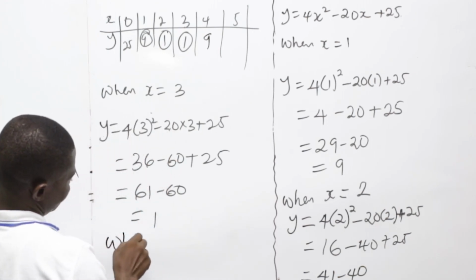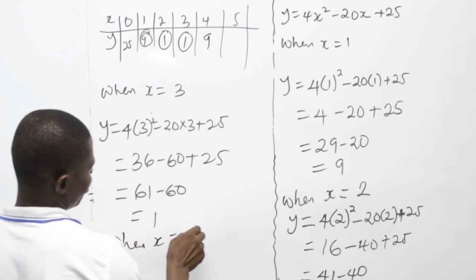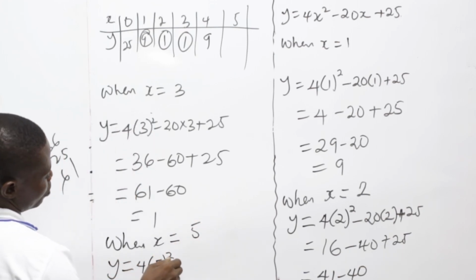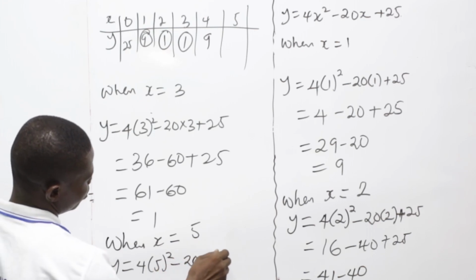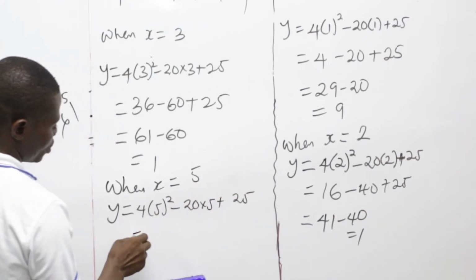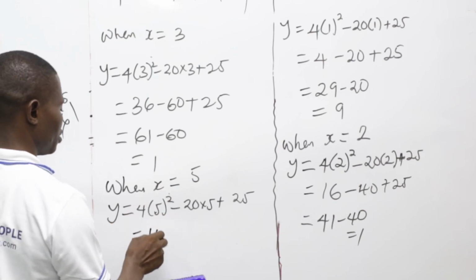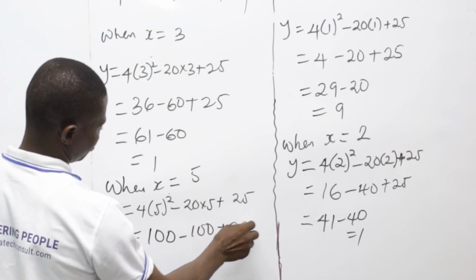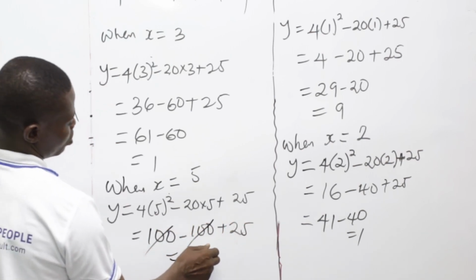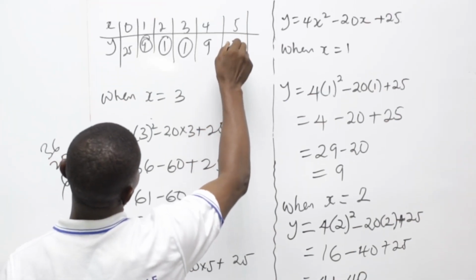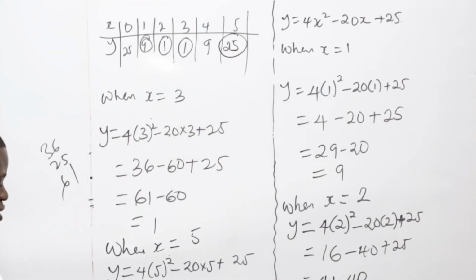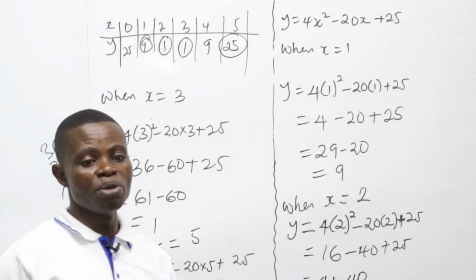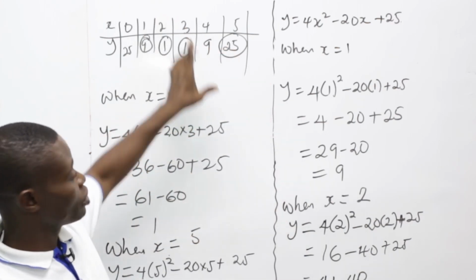So finally, when s equals 5, y equals 4 into 5 all squared minus 20 times 5 plus 25. This will give us 5 squared is 25 times 4, 100 minus 100 plus 25. This will take care of this to give us what? 25. So here is also 25. This is the first method which may be your choice when you are solving.